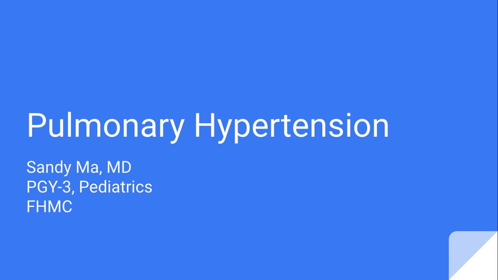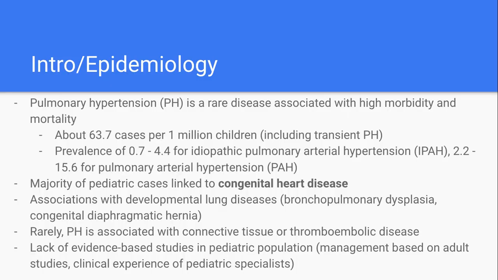So without further ado, let's start with pulmonary hypertension. A little bit about introduction. Pulmonary hypertension is a rare disease that's associated with a very high morbidity and mortality. There's at least 63.7 cases per 1 million children, including transient pulmonary hypertension. The actual number is not very well known just because it's so rare.